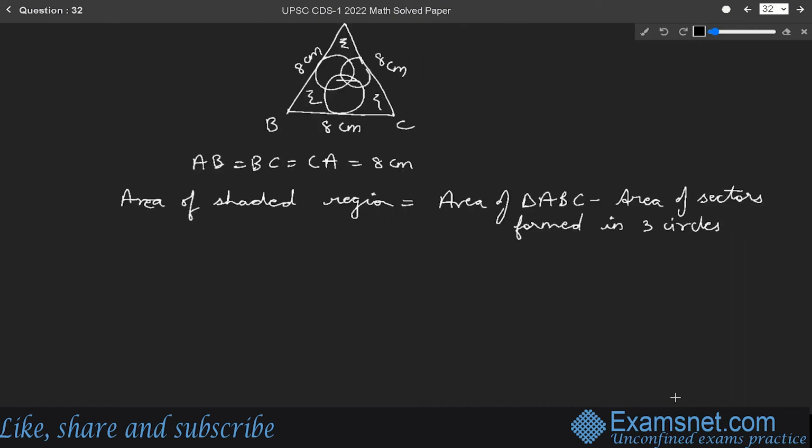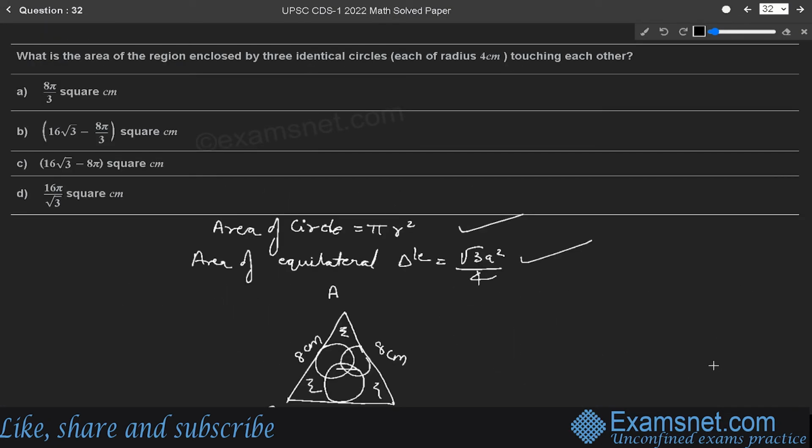So applying the formula here, we will get the area of the shaded region, which will be root 3 by 4 into 8 square minus 3 into 60 upon 360 pi into 4 square, which gives 16 root 3 minus 8 pi centimeter square. So we can say that the area of the shaded region here is 16 root 3 minus 8 pi centimeter square. So the correct option is option number C here.